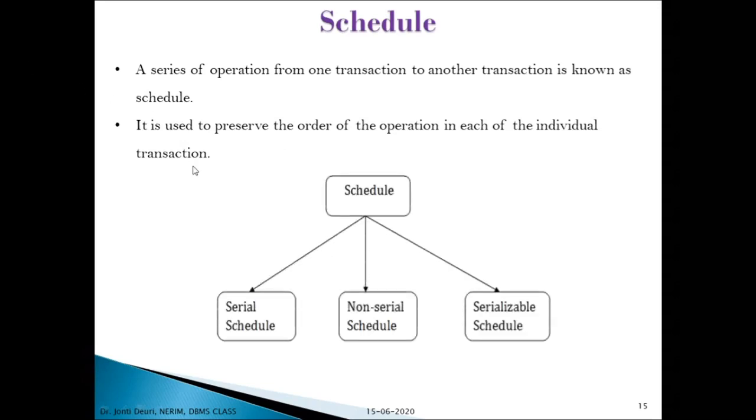We have different types of schedule: serial schedule, non-serial schedule, and serializable schedule. A schedule you already know, right? Like our class schedule, at what time I am taking your class, or at what time another faculty will take their class. In the transaction also, like T1, T2, two transactions are there, so which transaction will take place at what time, right?